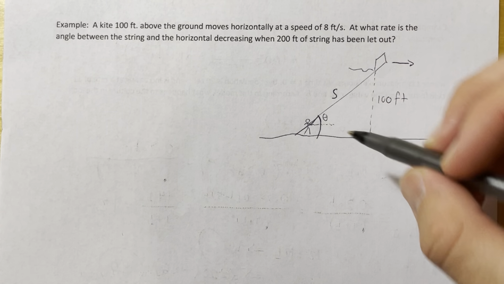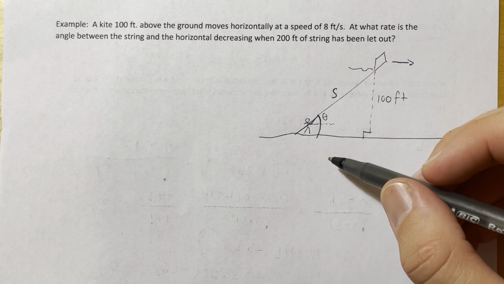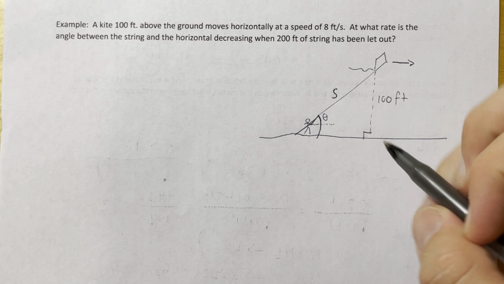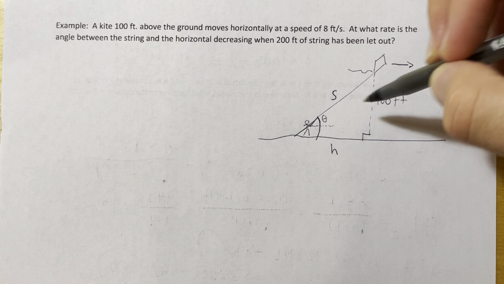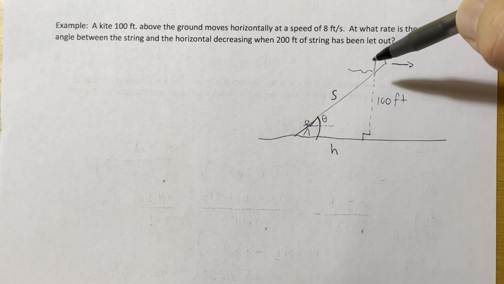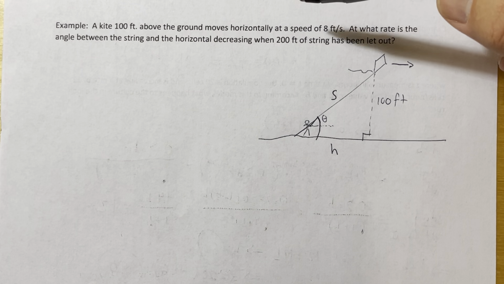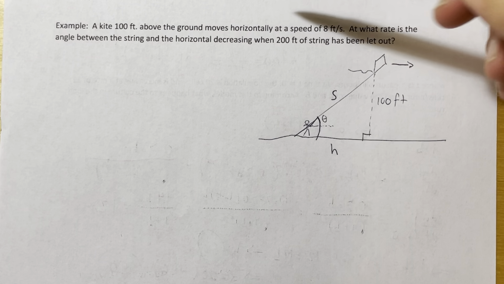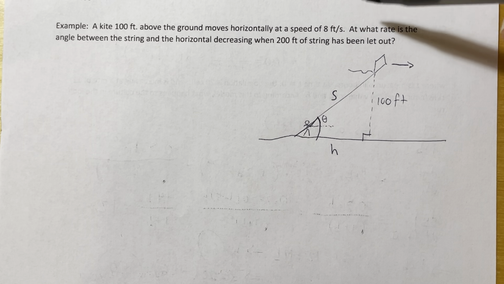Okay, and then the base of this little right triangle, I'm going to call it H for horizontal. It uses the word horizontal in the problem. That seems appropriate. So once again, we have this right triangle. All of these quantities are related in some way. And I want to look at what it is I'm trying to get out of this problem and what information I have. So it says we're moving horizontally at a speed of 8 feet per second.